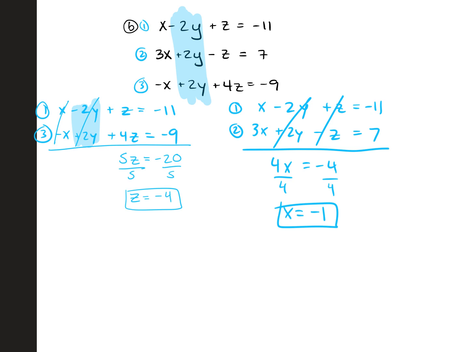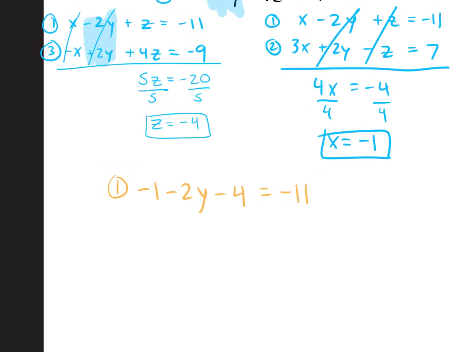Which equation do you want to use? 1. Sure, let's use 1. Doesn't matter, we can use any of the 3. So I know what x is. That's negative 1 minus 2 times y. We don't know y yet. Plus negative 4, so that would be a minus 4, is equal to negative 11. How do I solve for y? Before I do that, I combine my like terms. So I have negative 2y minus 5 is equal to negative 11.